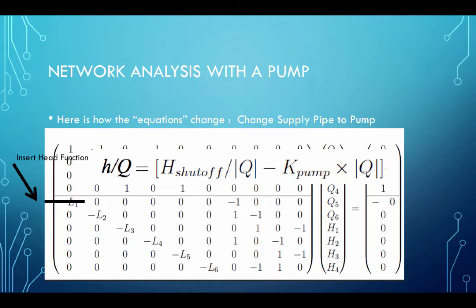Then we're going to insert our head function. The head function, I'm representing it as h divided by q, and it's the part of that pump curve function that doesn't include the discharge non-absoluted. So when you multiply H over Q times the actual value of Q, you get the added head of the pump. And it's going to replace the link 1 loss equation, or loss functional.